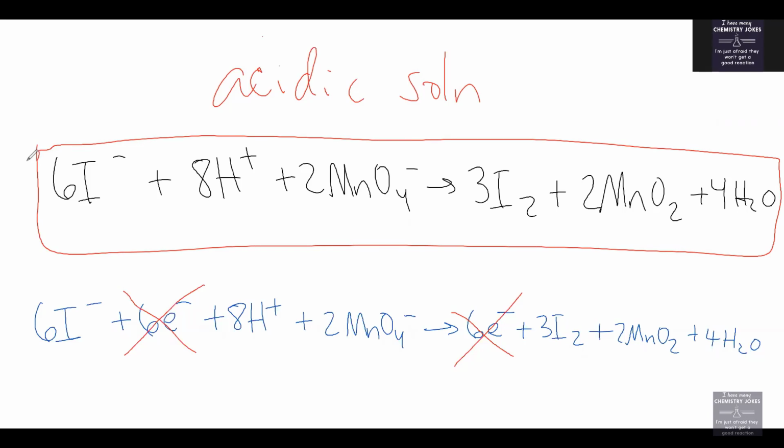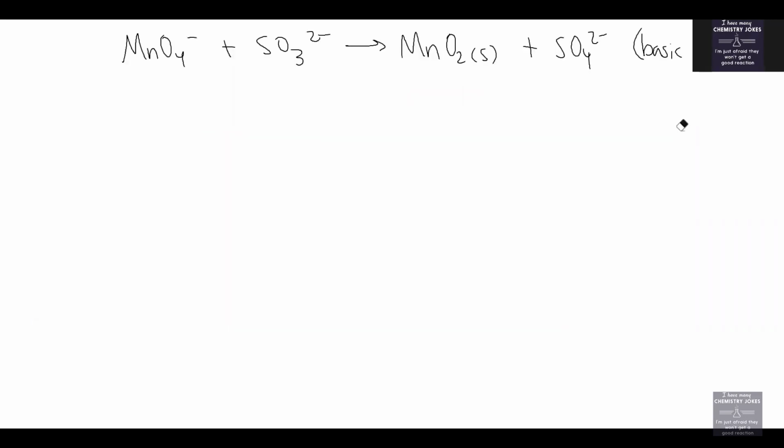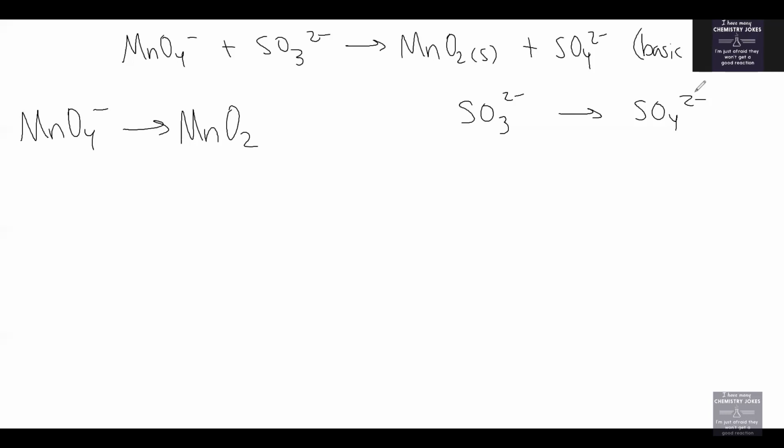If it's in base, you have to do one more step. Ready for another one? So our next problem says balance this guy in basic solution. So the first thing we do is recognize it's not balanced and then separate it into half reactions. The 2 manganese pieces get pulled off to one side, and the 2 other pieces get pulled off to the other side. This is the exact same manganese setup as before, so this is my reduction half reaction. Must mean this is my oxidation half reaction. Who is it that's actually getting oxidized?